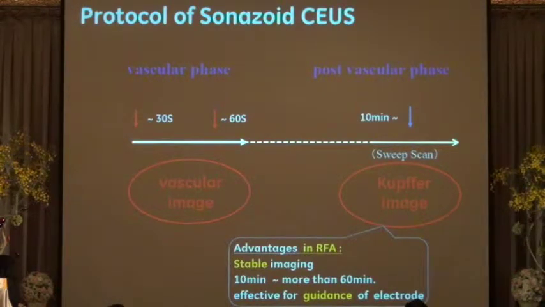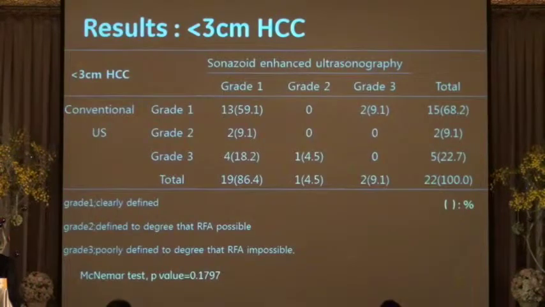The protocol of Sonazoid CEUS consists of a vascular and post-vascular phase. You can usually get vascular imaging approximately 20 seconds after injection and get Kupffer imaging after approximately 10 minutes. The advantage of Sonazoid CEUS is in the Kupffer image. There is a stable image from about 10 minutes to more than 60 minutes, so it's effective for guidance of the RFA electrode. Let me show you the results.